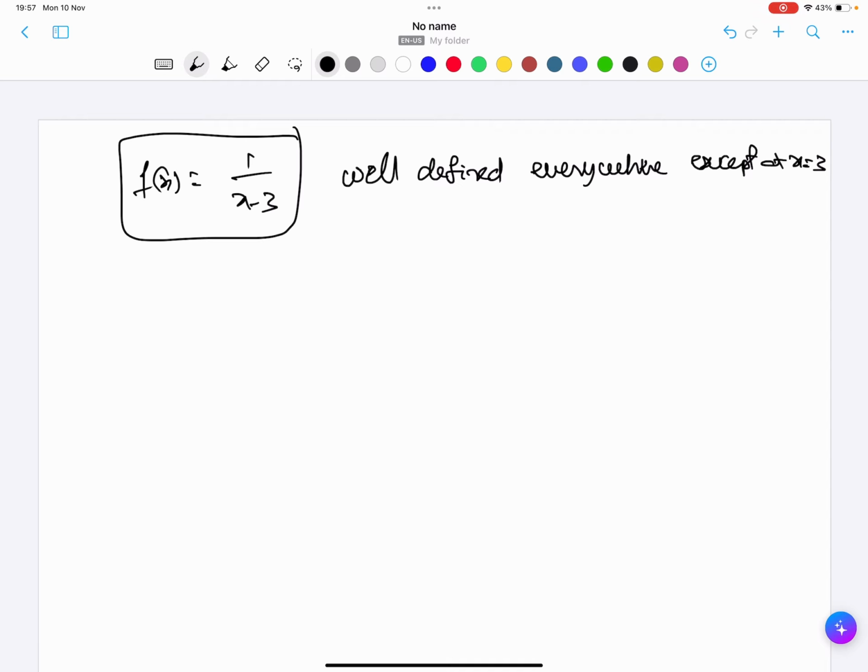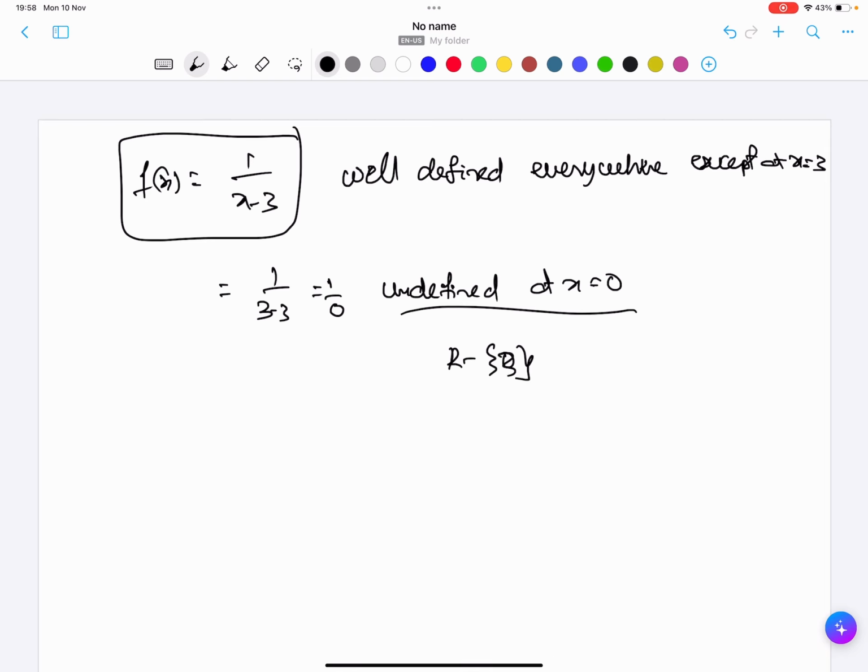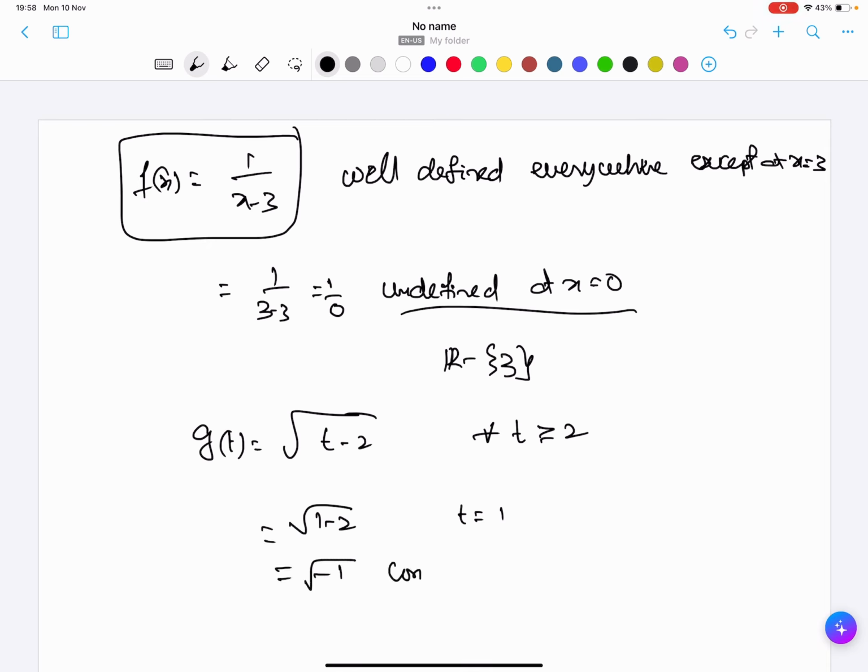When x equal to 3, this is of the form 1 by 3 minus 3, 1 by 0, undefined at x equal to 3. Therefore, we are saying that its domain is excluded. That means you can say R minus singleton 3, where this function is not defined. And another example is g of t, you take it as square root of t minus 2. This function is also well defined for all t greater than or equal to 2, because when t is equal to 1, that is 1 minus 2, equal to minus 1, and its square root is a complex number.